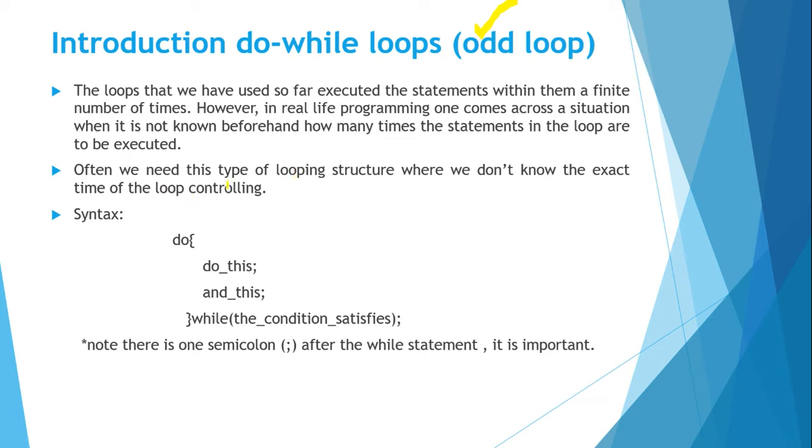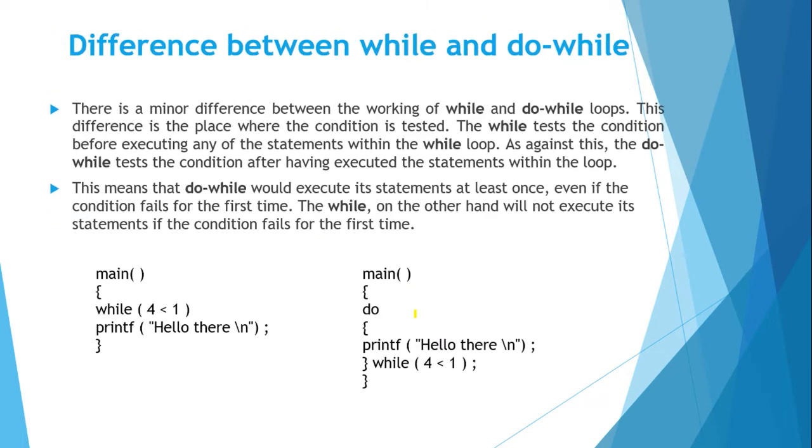The syntax of the do while loop is like this: do this and this while the condition is satisfied. So the loop will be executed once, and even if the condition in the while is false, the loop will still be executed once. This is the difference of the do while loop that will be discussed. Note, there is one semicolon after the while statement, and it is important. We have to give this semicolon.